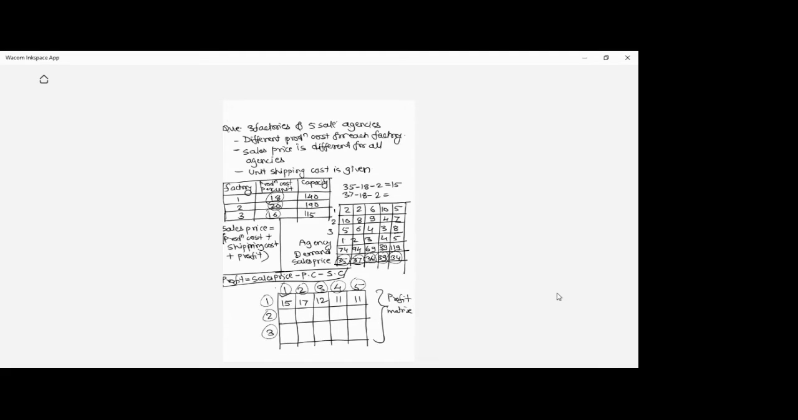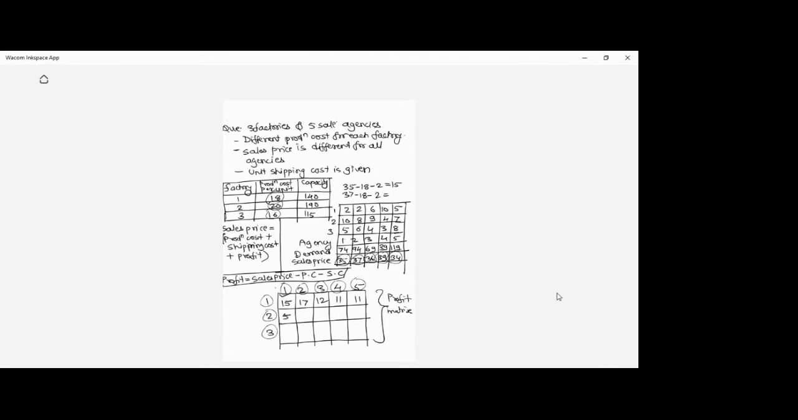I'm hoping that you are using some calculator, or at least trying to understand what I'm trying to tell. Similarly, let's move to factory 2, where the production cost is 20. So now I can write it as 35 minus 20 minus 10, which is equal to 5.